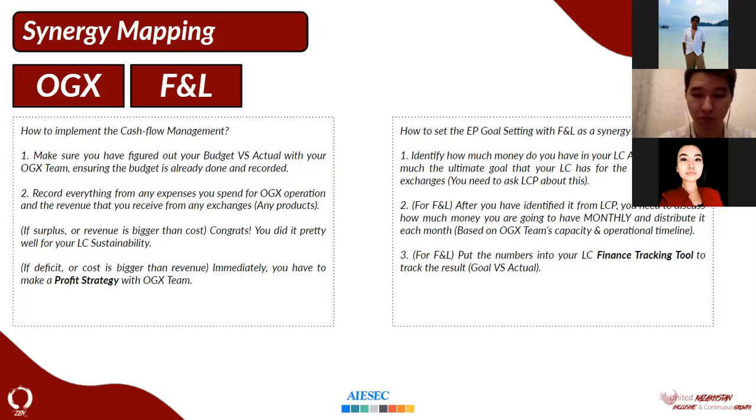And then second, for FNL, after you have identified it from LCP, you need to discuss how much money you are going to have monthly and distribute it each month based on OGX team capacity and also operational timeline. And then thirdly, for FNL, put the numbers into your LC finance tracking tool to track the result. And yes, about the goal versus actual. If you have a finance tracking tool, congratulations, you did it well. But if not, maybe you can make it right now, or you can share it. For example, if LC Astana or LC Almaty does have one and another LC doesn't, you can share it with each other for the GCP as well.